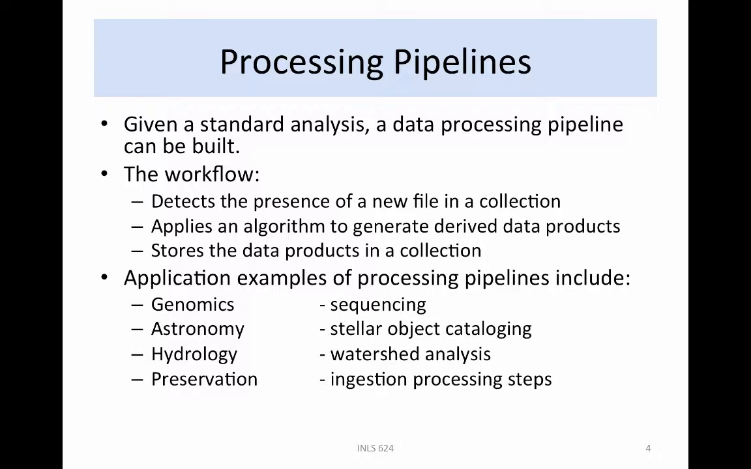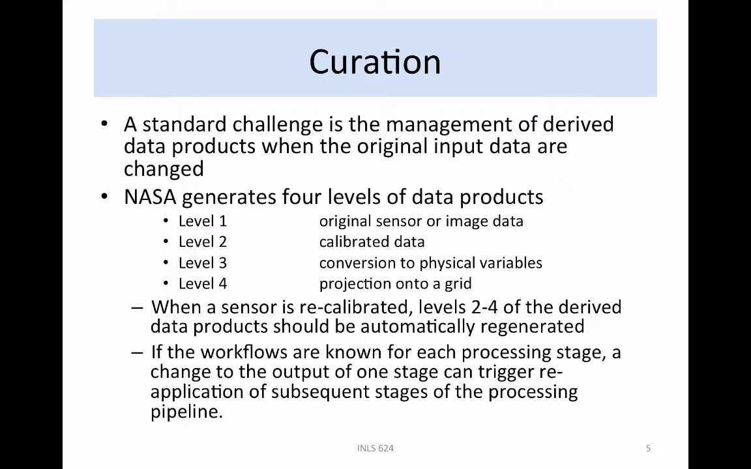Application domains that build upon processing pipelines include genomics, automated sequencing of genomes; astronomy, automated extraction of stellar objects from images; hydrology, automated watershed analyses; and preservation, automated creation of archival information packages.